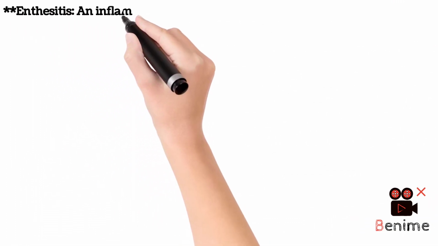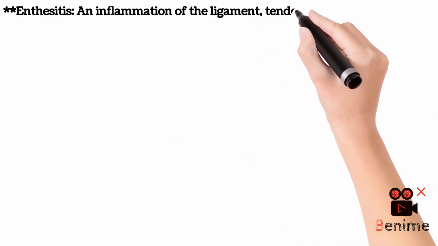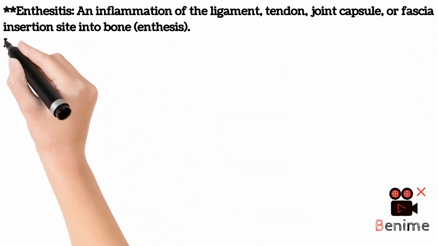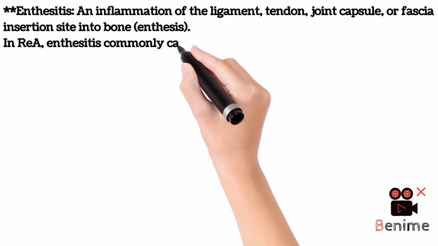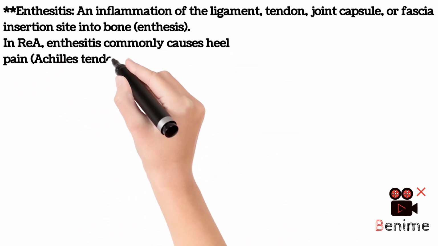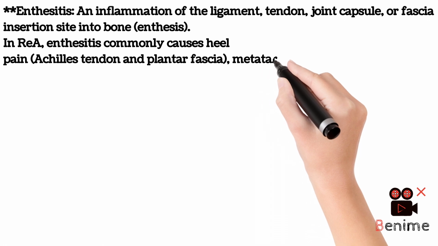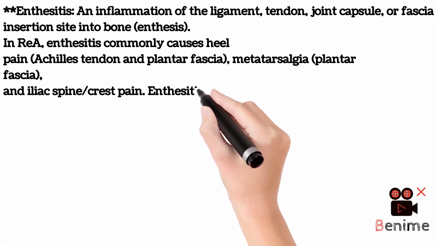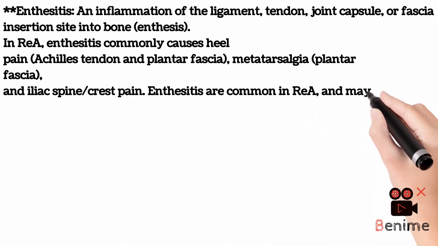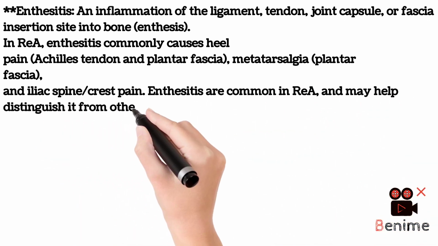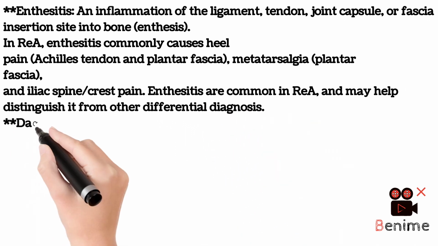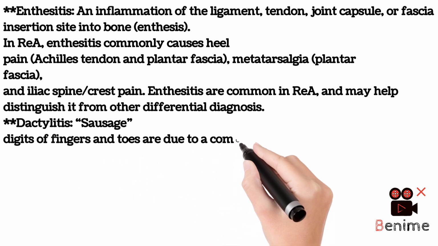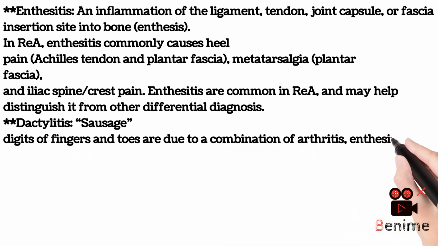Enthesitis. An inflammation of the ligament, tendon, joint capsule, or fascia insertion site into bone, enthesis. In reactive arthritis, enthesitis commonly causes heel pain, Achilles tendon and plantar fascia, metatarsalgia, plantar fascia, and iliac spine, crest pain. Enthesitis is common in reactive arthritis, and may help distinguish it from other differential diagnoses.